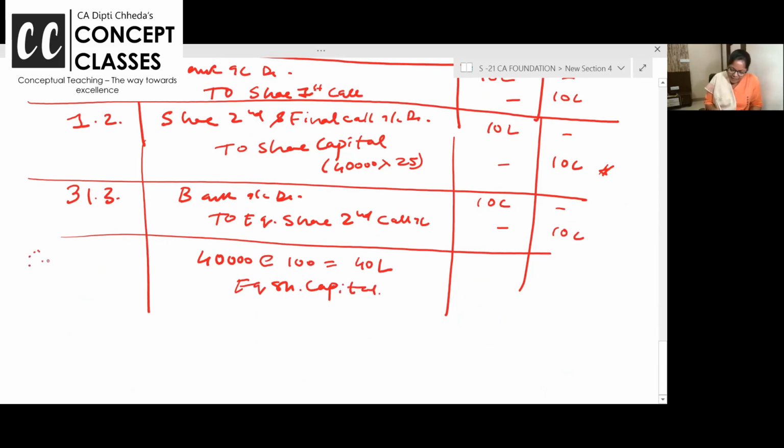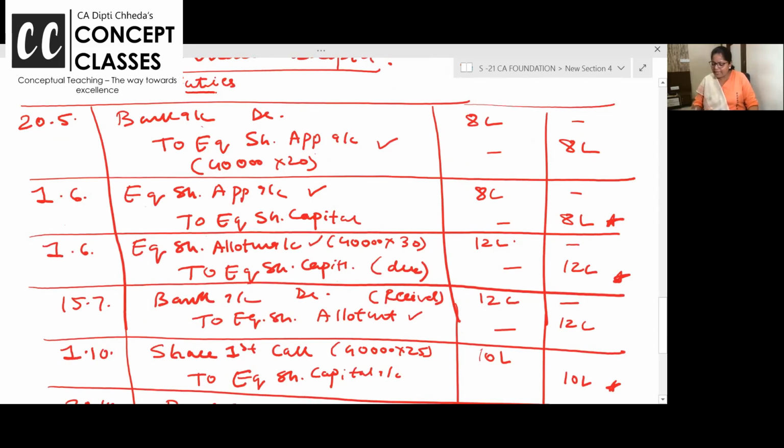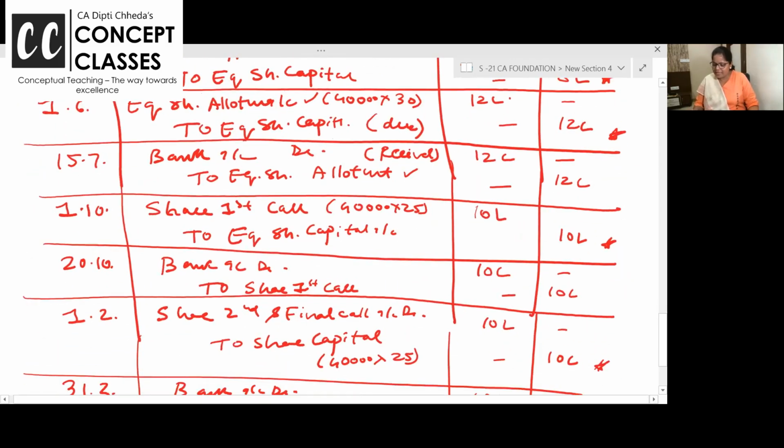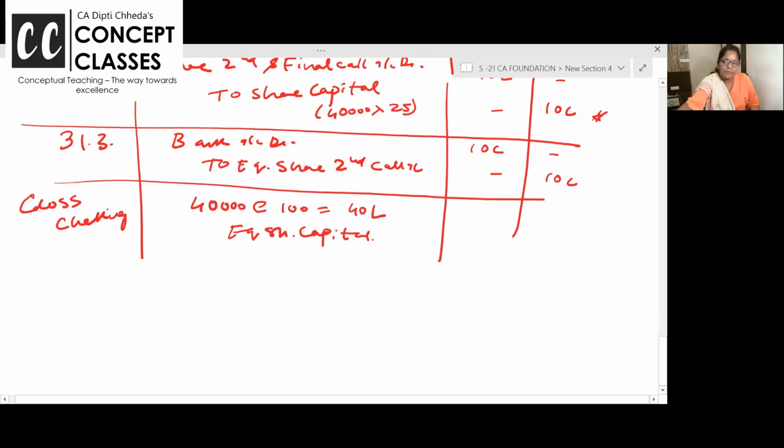Don't write this in the final exam, abhi likho, isko cross checking bolte hain. There's no balance sheet, dear students. So how do I cross check? कि ये करेक्ट है या नहीं, तो आप ऐसे क्रॉस चेक करोगे. आप चेक कर लो 40,000 shares are issued at 100. So 40 lakhs should come in. Put a star mark. 8 lakhs, then 8 lakh application, 12 lakh allotment, 20 plus 10 lakh first call, 30 plus 10 lakh second call, 40. हो गया. बोलो.